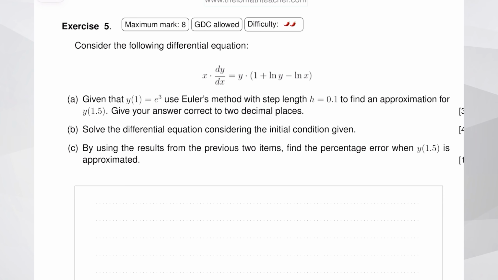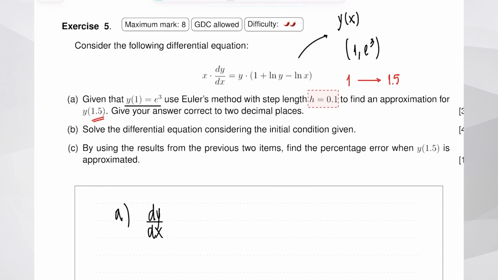Consider the following differential equation. We know that when this differential equation is solved, we get a function with respect to x, and this function crosses the point 1 comma e cubed, and that is given over here. Now we're going to apply Euler's method using h equal to 0.1. And that will allow us to go from 1 to 1.5, which is right here, in 5 steps: from 1 to 1.1 to 1.2 and so on and so forth until we get to 1.5.